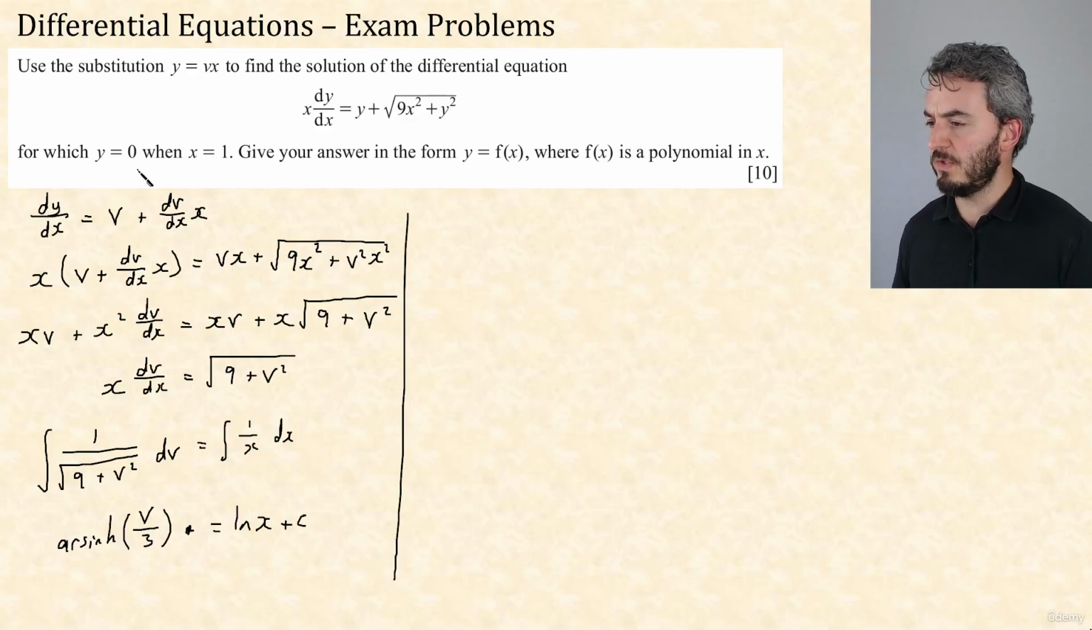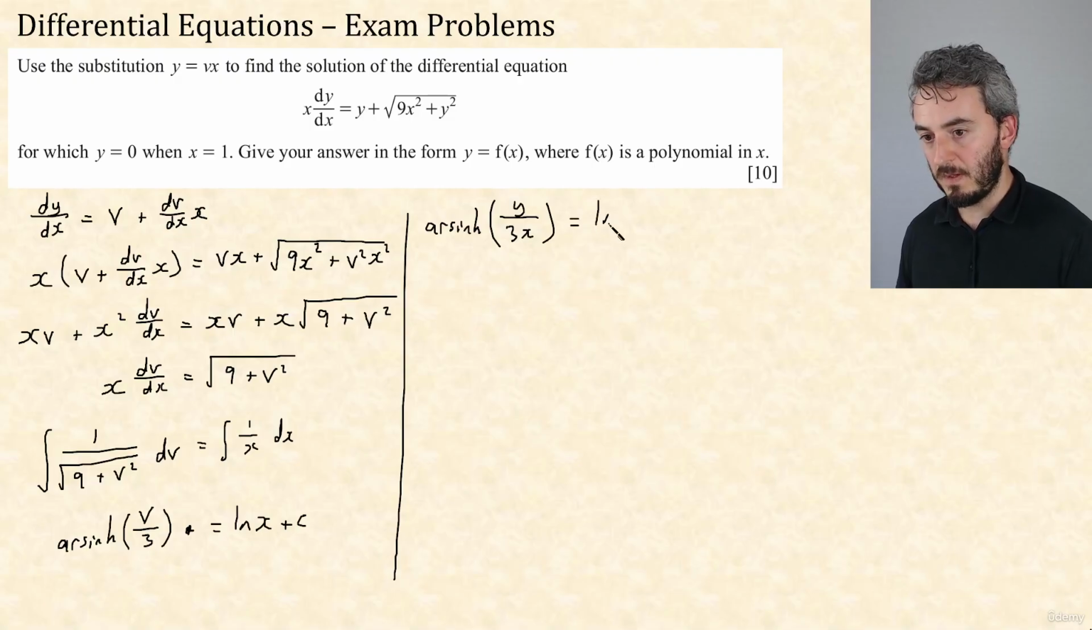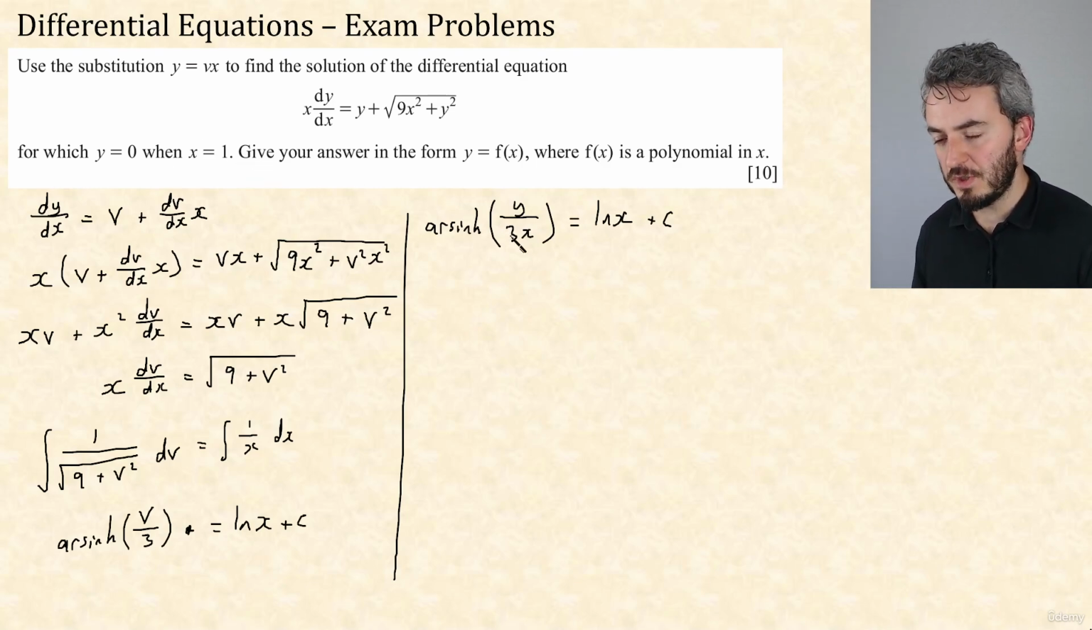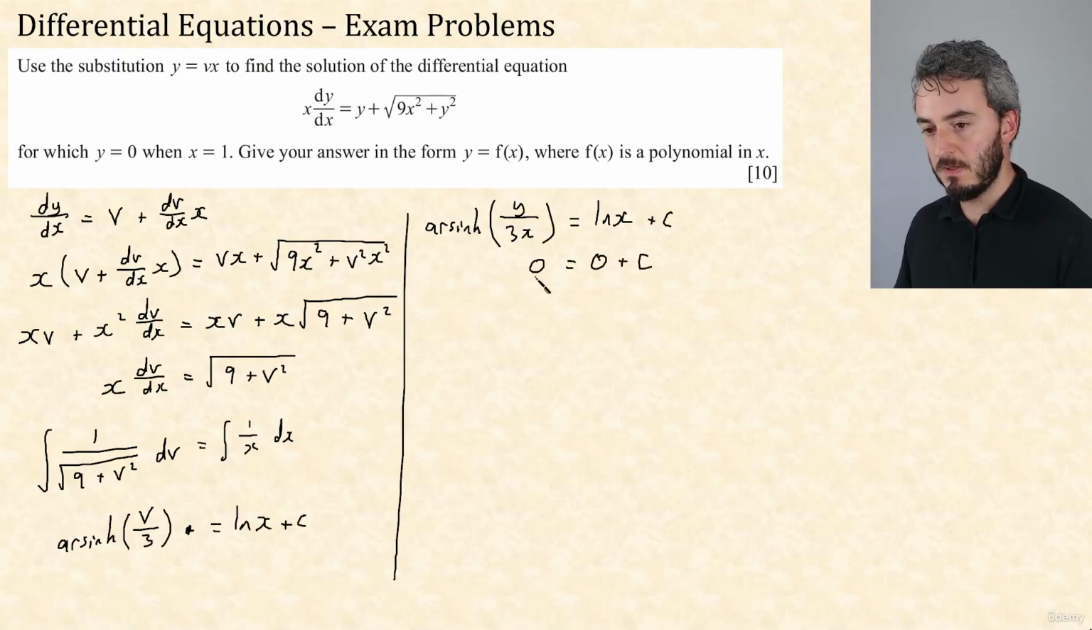All right, we've been given boundary conditions in y, so I'll need that back in. So we've got arsinh. Okay, v is y over x. So we've got y over x over 3, so that's y over 3x, and that equals ln x plus c. Let's find c then. So when y is 0, x equals 1. Well, that means arsinh of 0, which is 0, and ln of 1 is 0. So c is 0.